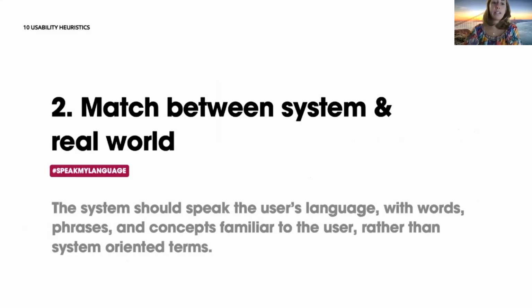Heuristic number 2 is match between the system and the real world. But what does this actually mean, right? In simple words, we need to avoid jargon and technical terms and speak the user's language, with words, phrases, and concepts that are familiar to the user.